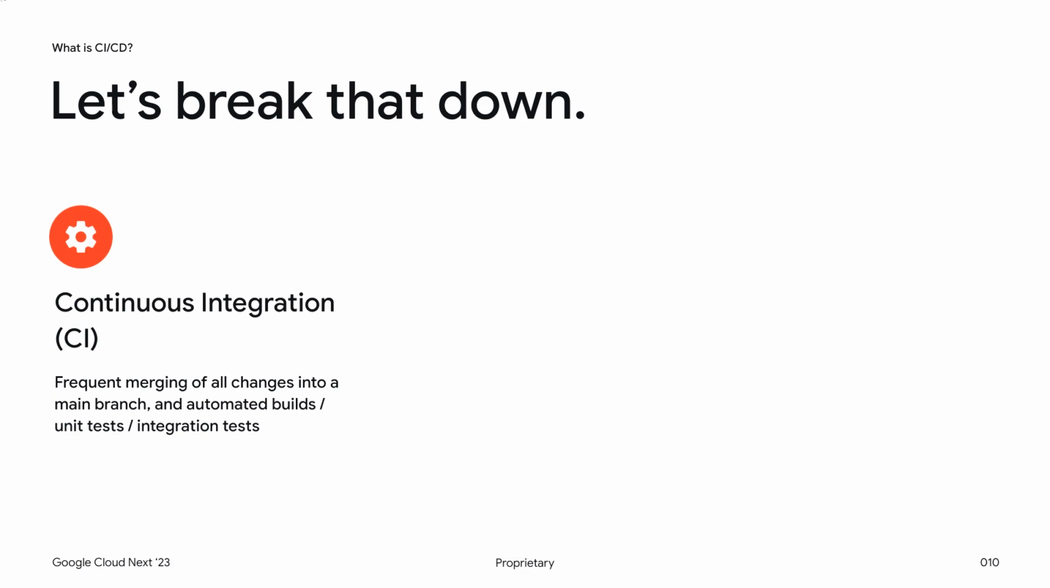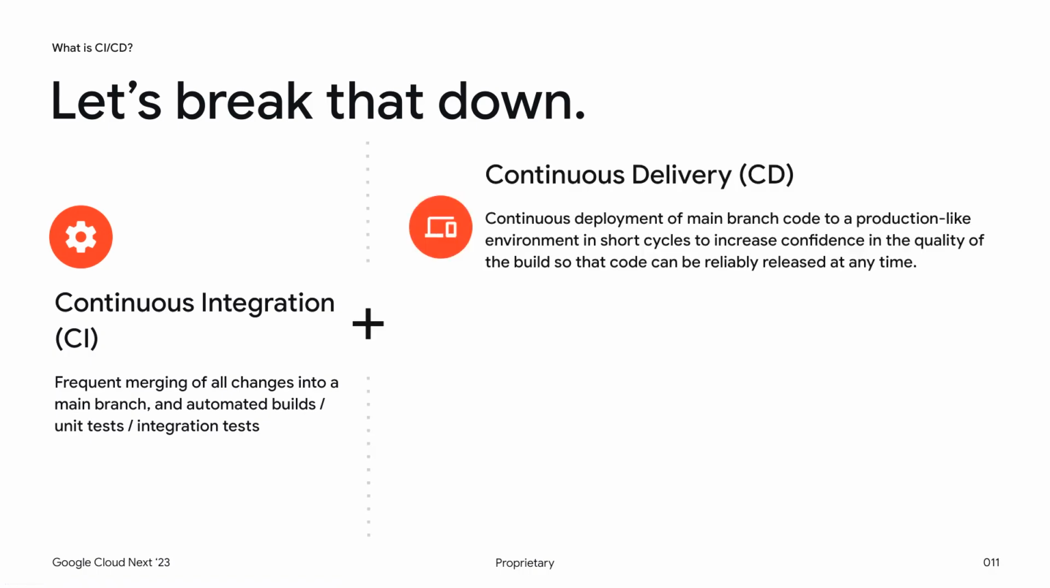So let's break that down, right? Continuous integration is the first step of any pipeline. It's the practice of frequently pushing all changes to a main branch in source control and then running automated builds, unit tests, and integration tests off of those builds. The next stage is continuous delivery. This is where that built and tested code from the previous step is continually delivered to a production-like environment, also called staging. You can increase the confidence that your deploy is actually good when you use a system like that.